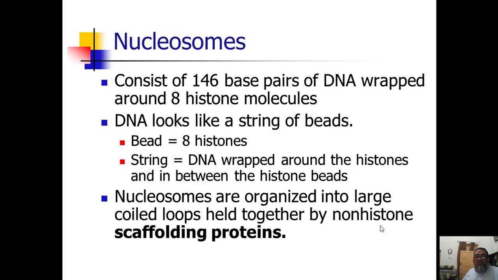Nucleosomes are organized into a large coiled loop held together by a non-histone scaffolding protein. 8 histones wrapped by 146 base pairs of a DNA molecule around the histone protein is called a nucleosome. That is why the nucleosome, when present in chromatin material, is called a bead on string appearance. Nucleosomes are organized into large coiled loops held together by a non-histone protein, which is called scaffolding protein, जो उसको wrap करके रखती हैं.